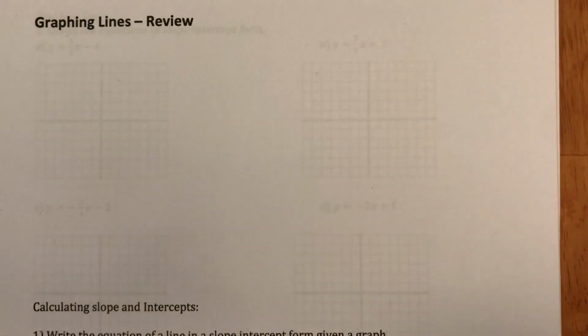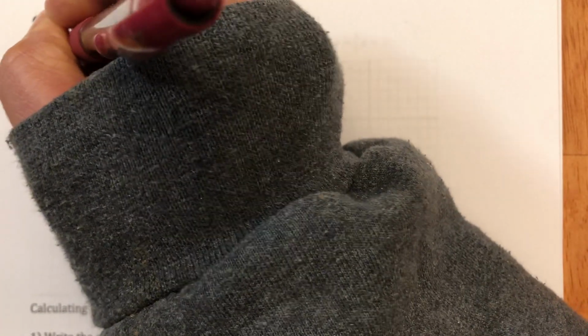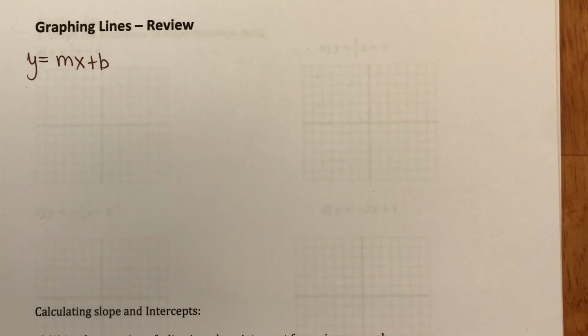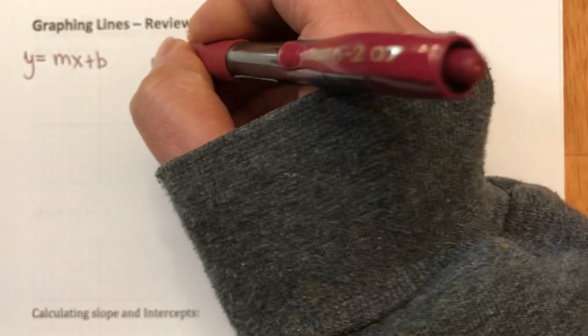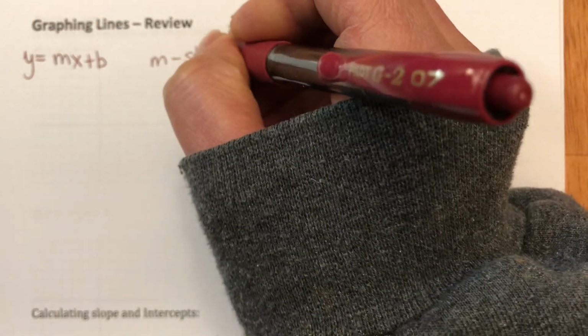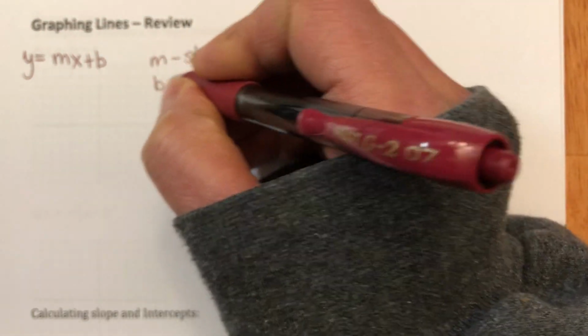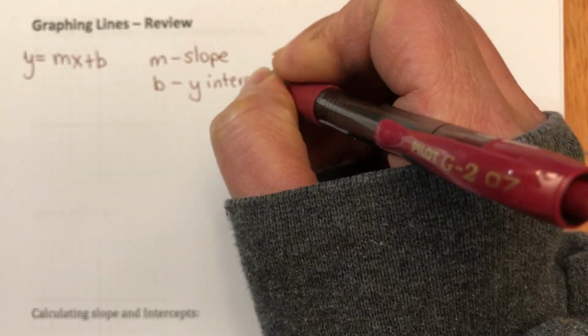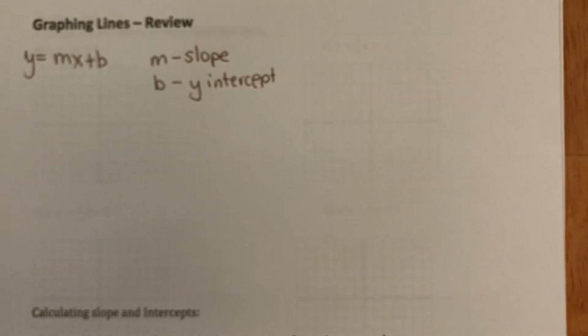Okay, when we talk about lines, the first thing that usually comes to your mind is y = mx + b. And this is an equation that represents a line. What is so special about that? m represents the slope and b represents the y-intercept. We like to call it the beginning on the y-axis, okay?